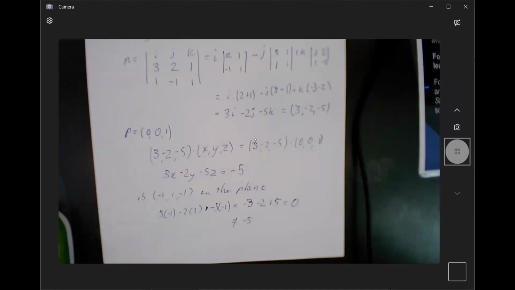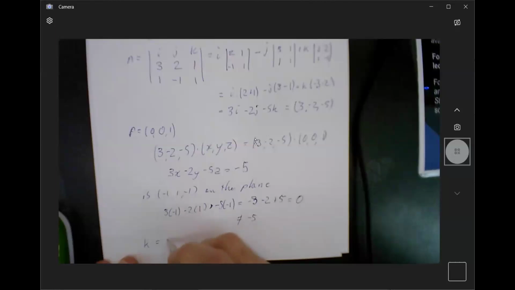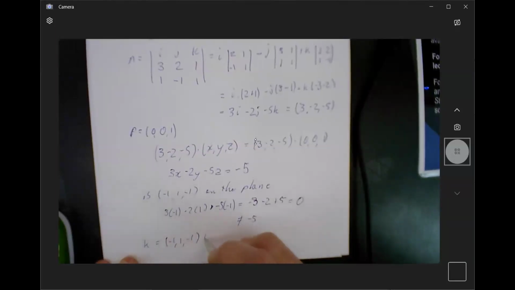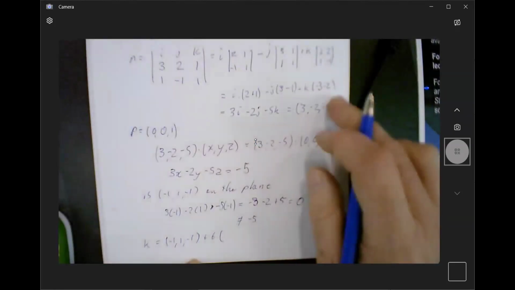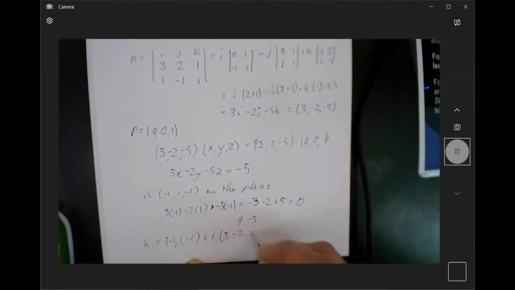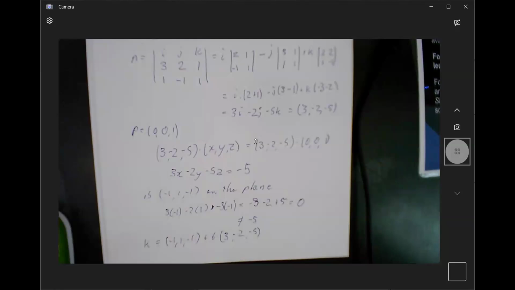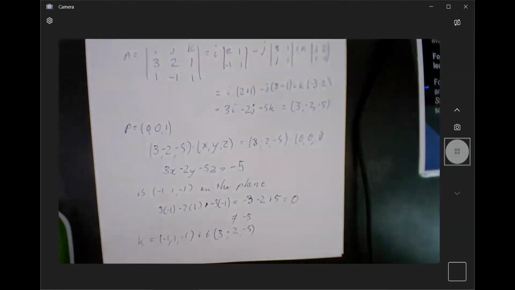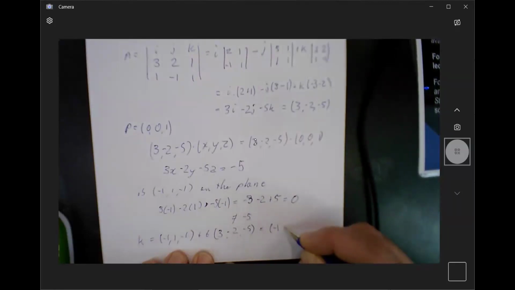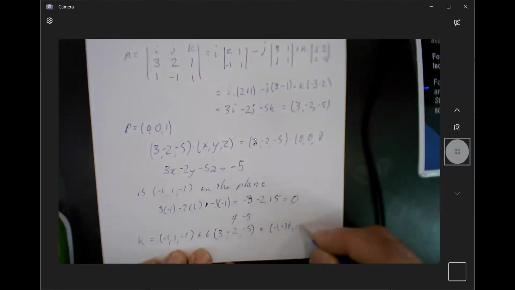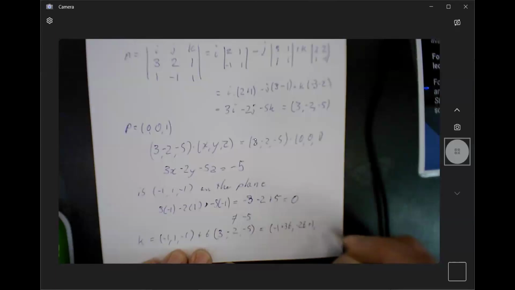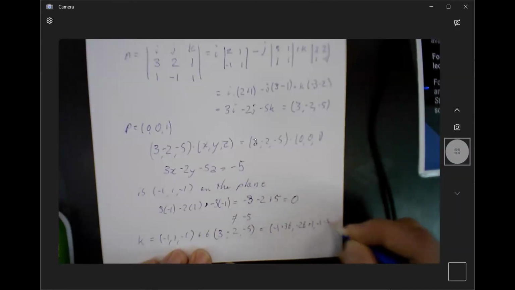What I'm going to do is going to sound really silly, but the shortest distance will be the perpendicular distance, won't it? So I'm going to create a new line going in the direction of the normal through this point. My line K is going to be equal to this point, -1, 1, -1, plus t by the direction of the normal, 3, -2, -5. I'm going to expand this out and write this as -1 plus 3t, and -2t plus 1. If I was consistent, that would be really helpful. -1 minus 5t.